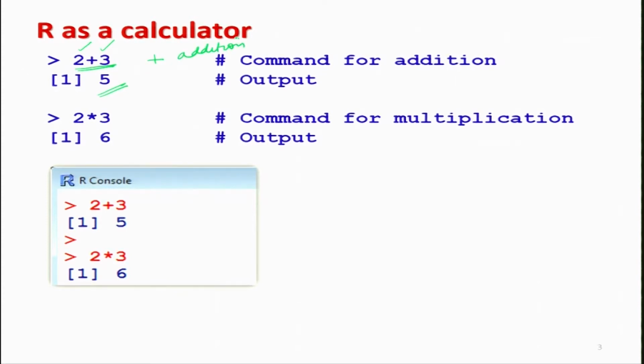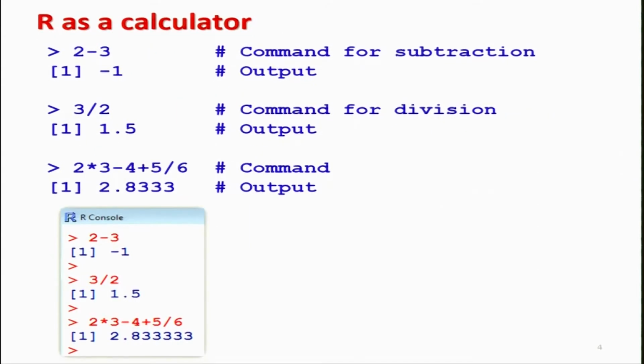And similarly, if you want to do the multiplication, then the usual symbol here is star. Well, in mathematics we use the symbol like this cross, but in a calculator you always use the symbol star. So, in case you want to multiply 2 and 3, you simply have to write 2 star 3, and as soon as you enter it will give you the value 6. You can see here the screenshot of the outcome, and I will try to show you it on the R console also.